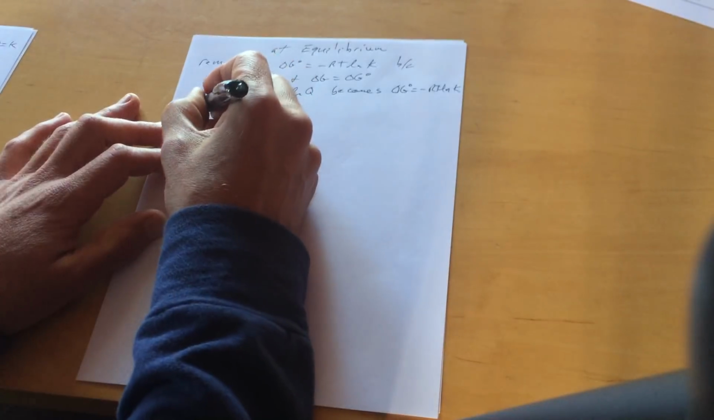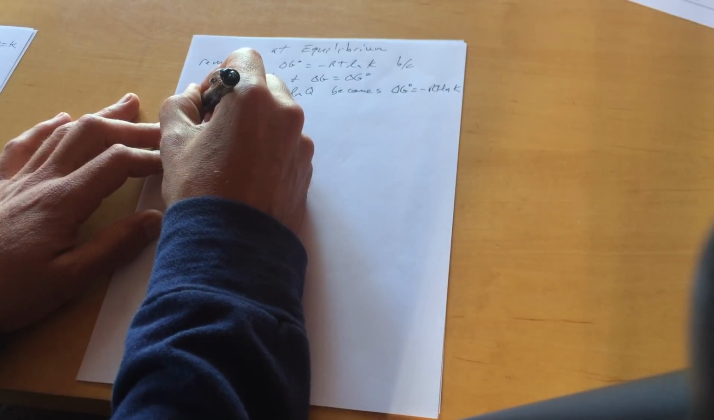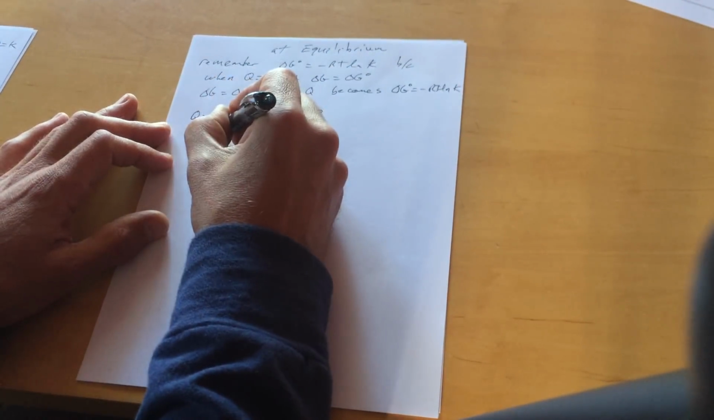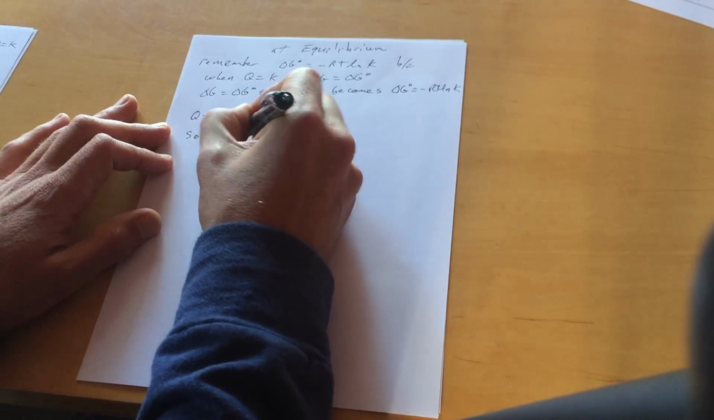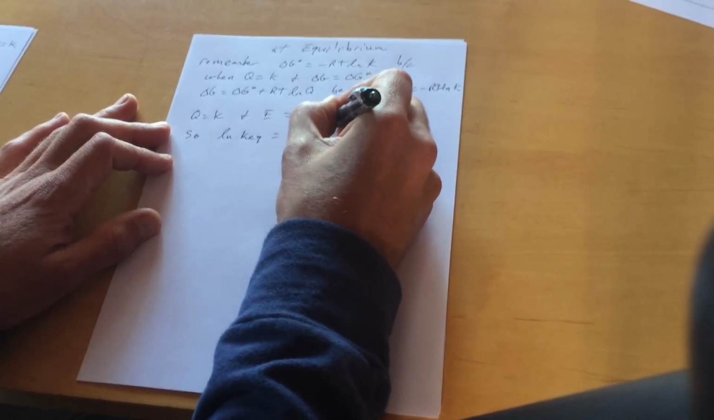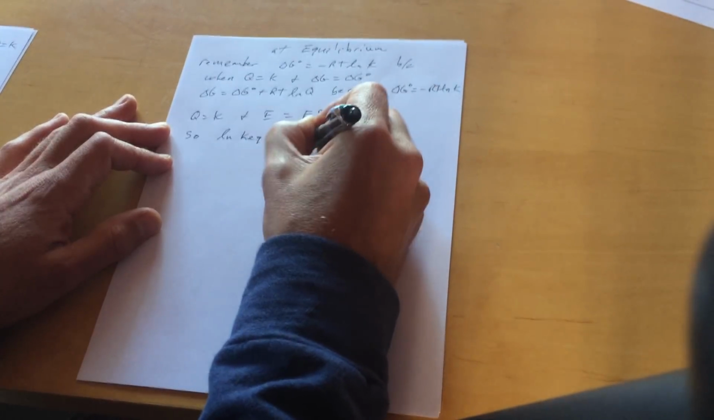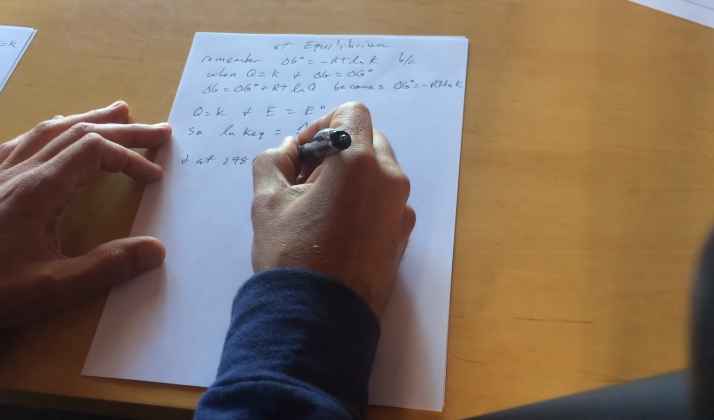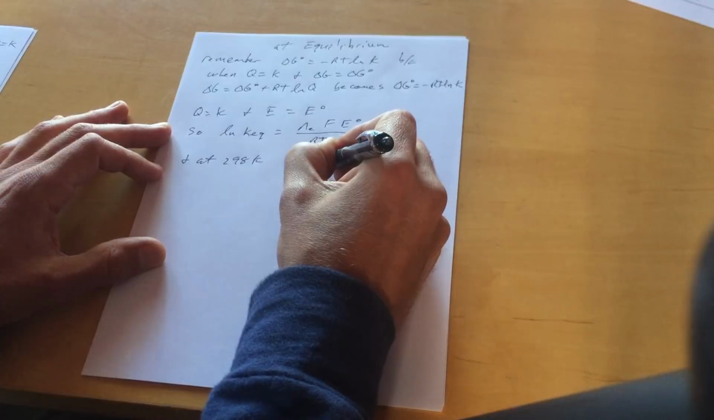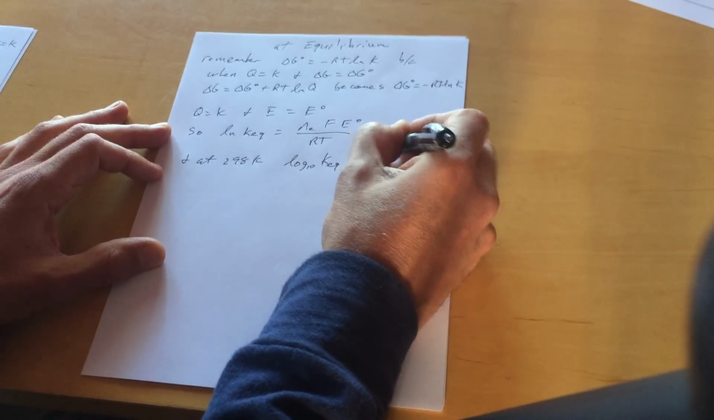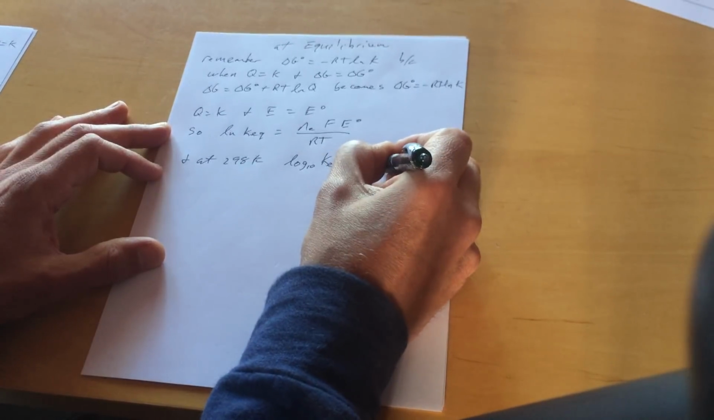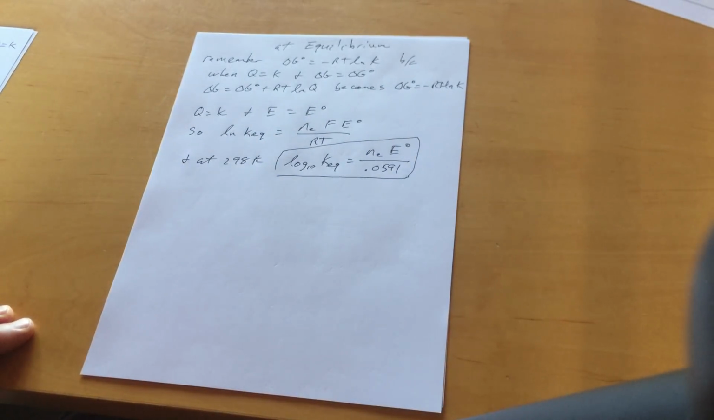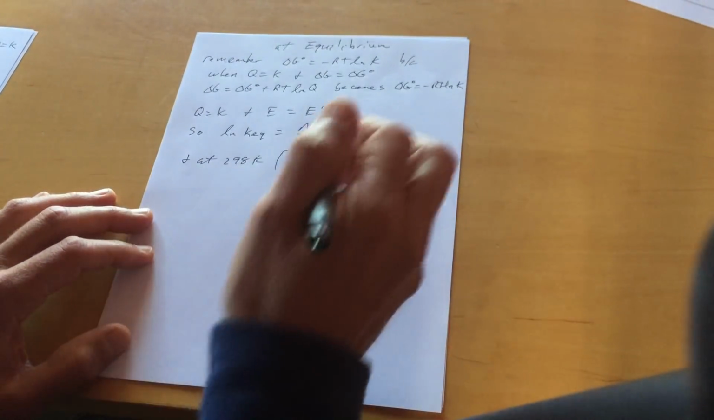All right, now with the Nernst equation, we're going to have Q equals K and E equals 0, so we have ln of K_eq equals number of moles of electrons times the Faraday constant times the E0 value over RT. And at 298 K we have log 10 of K_eq equals the number of moles of electrons times the E0 value divided by 0.0591. And that is our equation relating equilibrium constant with the E of the cell.